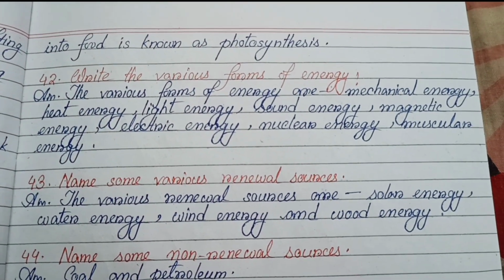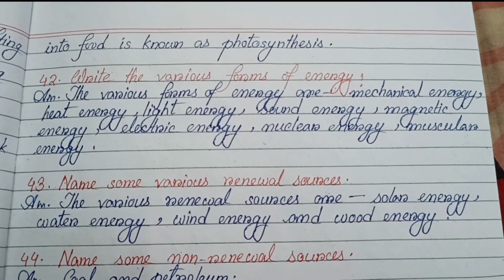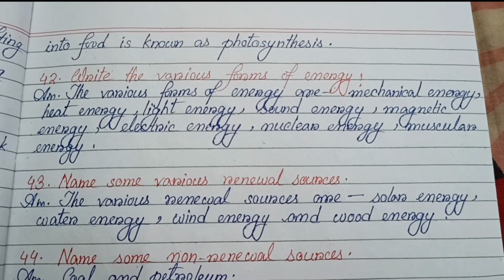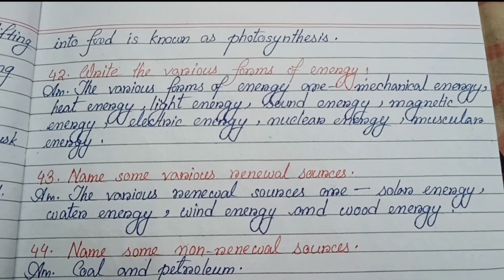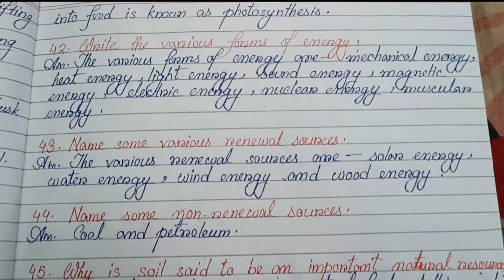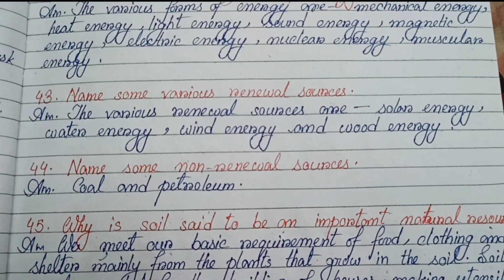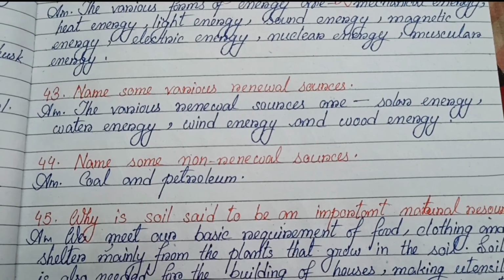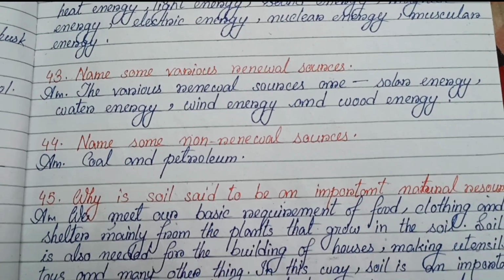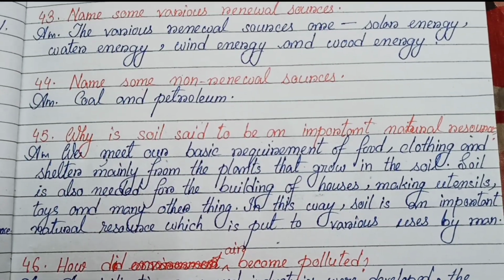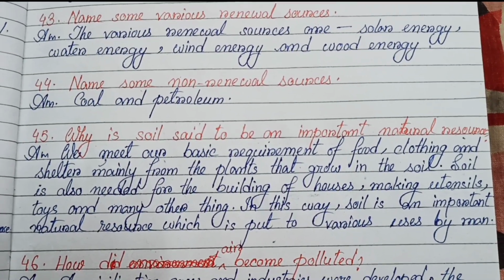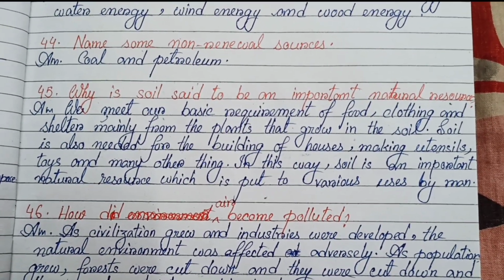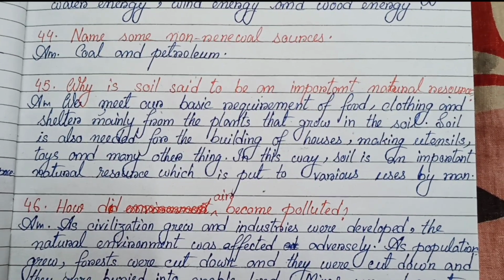Number 42, write the various forms of energy. The various forms of energy are mechanical energy, heat energy, light energy, sound energy, magnetic energy, electric energy, nuclear energy, muscular energy. Number 43, name some renewable sources. The various renewable sources are solar energy, water energy, wind energy, and wood energy. Number 44, name some non-renewable resources: coal and petroleum.